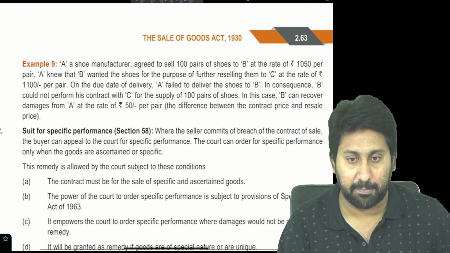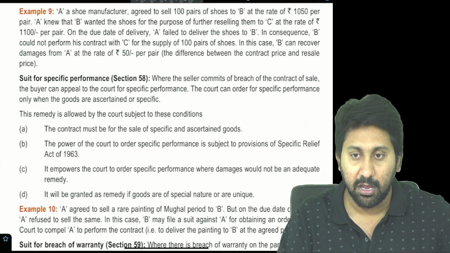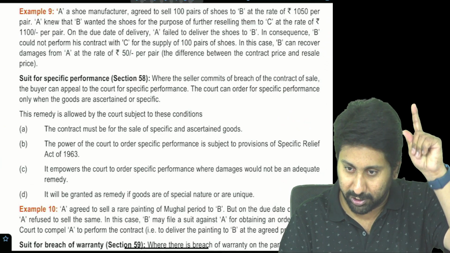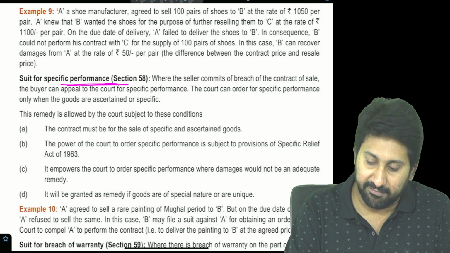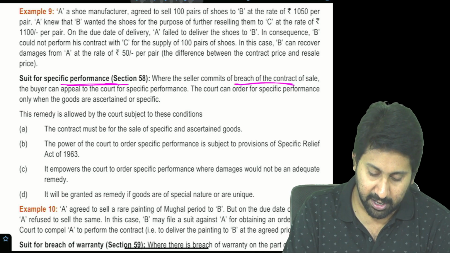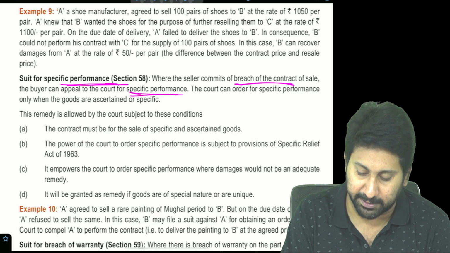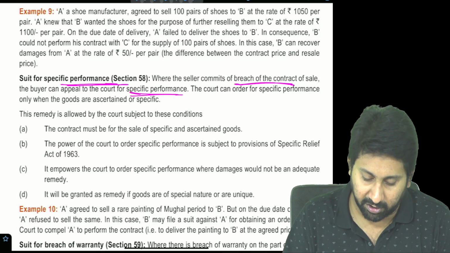Contract Act will get applied. Example he has given, see that. Or sometimes he can tell that you die but you sell the goods to me. Suit for specific performance: where the seller commits breach of contract, the buyer can appeal to the court for specific performance. The court can order for specific performance.